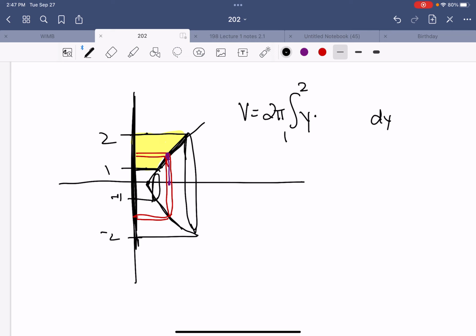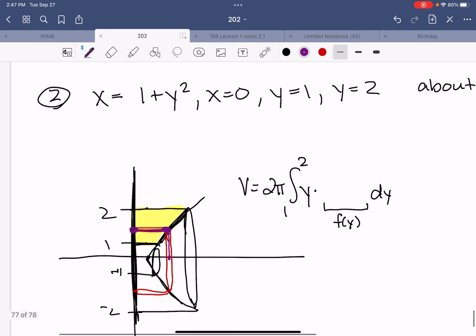And then we want f of y. F of y sits right here. And f of y is our function, right? That's the height going from here to here of my cylindrical shell. Okay. And so that means our height is our function, and our function is 1 plus y squared. So 1 plus y squared goes there for f of y.